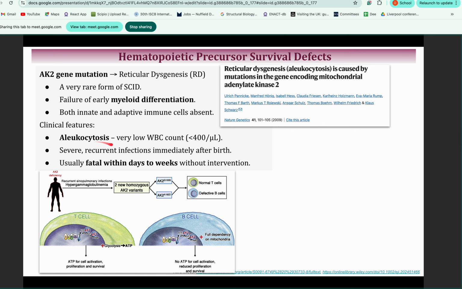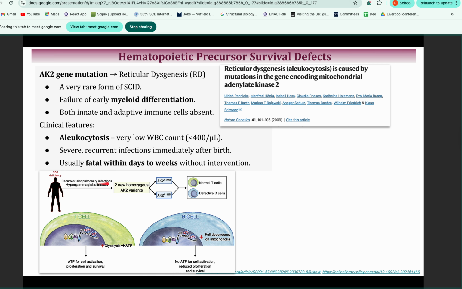And a clinical feature is aleukocytosis. That means the WBC count will be very low, less than 400 per microliter. It also leads to severe and recurrent infections immediately after birth. So these features will tell you that the child must be suffering from SCID and there must be some mutation in this AK2 gene. And it is usually fatal within days to weeks without intervention. So if treatment is not done, it could lead to death. So this is AK2 deficiency.